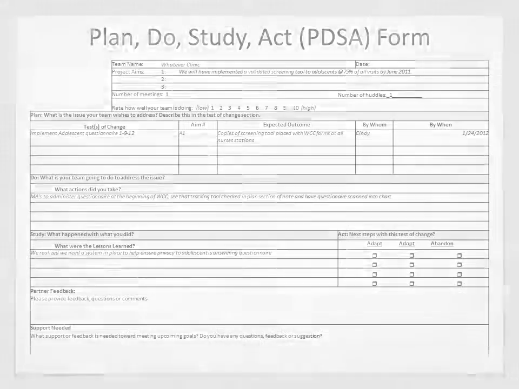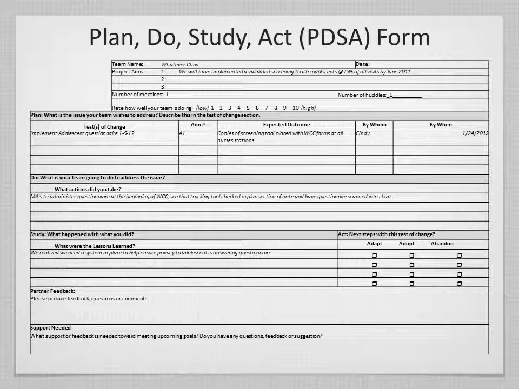This next form we are looking at is the Plan, Do, Study, Act, or the PDSA form. You can see there are many main sections to this form. The top section is your aim section. You're going to lay out what your practice plans to do. The Plan section, what issue does your practice want to address? This is the who, what, when, and how.